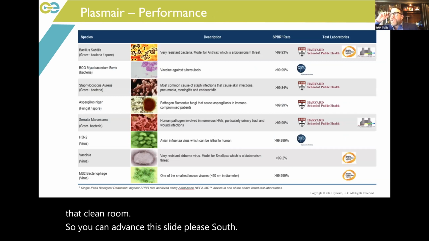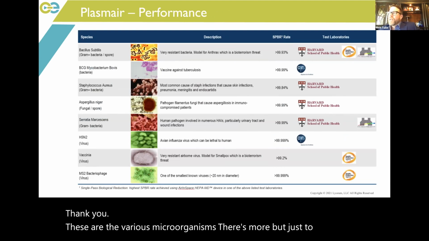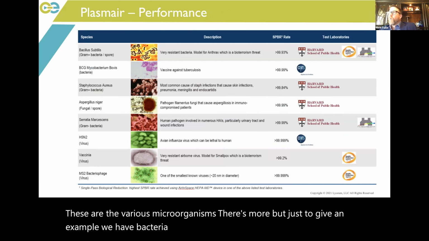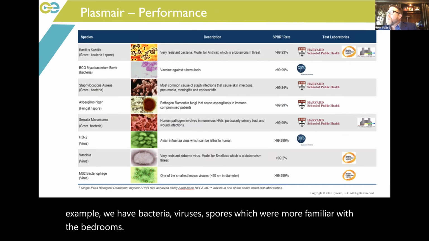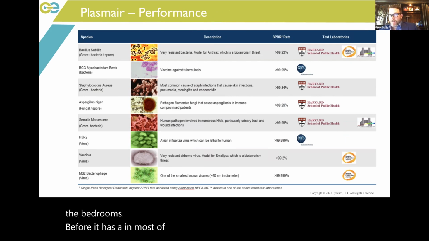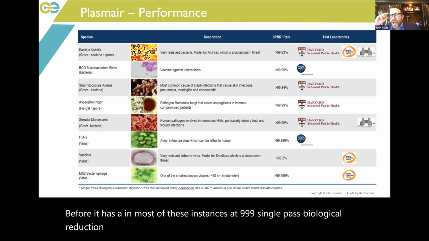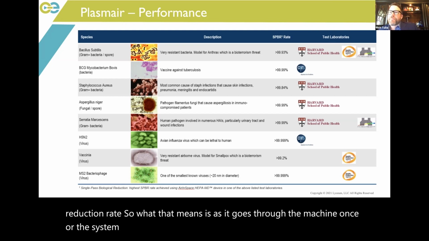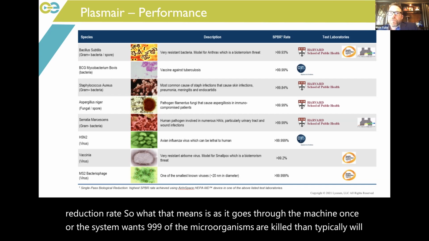Thank you. These are the various microorganisms. There's more, but just to give an example, we have bacteria, viruses, spores, which we're more familiar with in clean rooms, fungal spore, and it has in most of these instances a 99.9% single pass biological reduction rate. So what that means is, as it goes through the machine once, or the system once, 99.9% of the microorganisms are killed. And typically we'll do 20 to 30 air changes per hour inside a clean room.